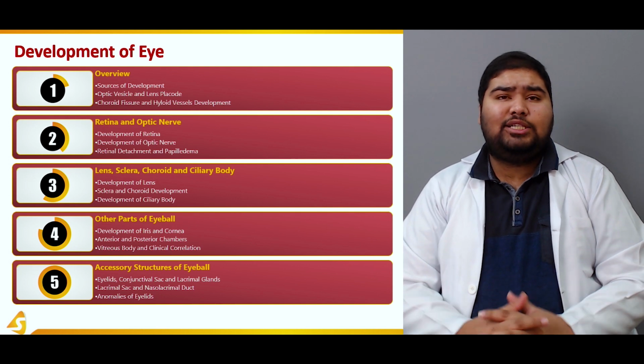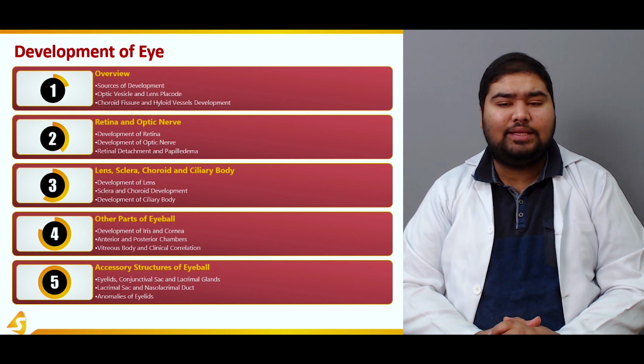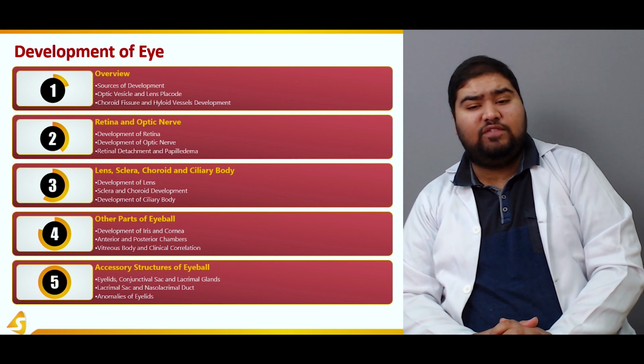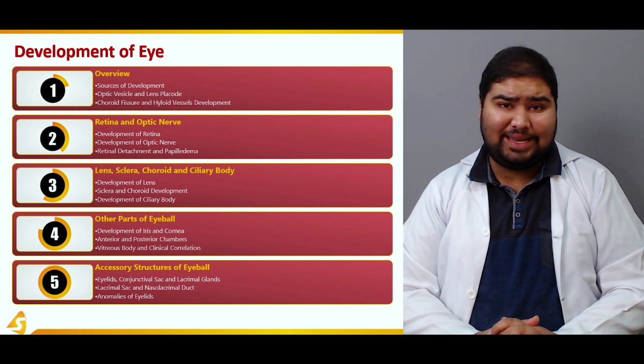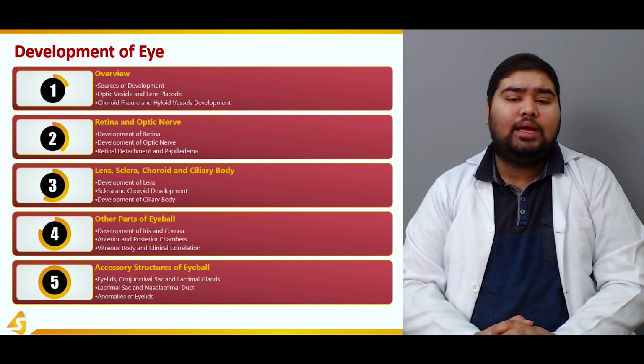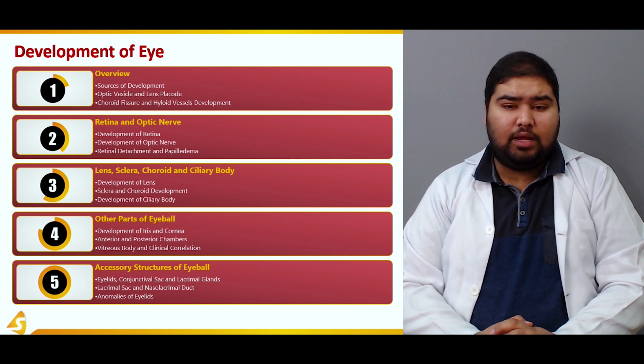Then in the third section we'll talk about the lens, the sclera, the choroid, and the ciliary body. So we'll see the development of the lens first, then we'll move on to the sclera and the choroid. We'll see how the sclera and the choroid actually develop, and finally we'll talk about the development of the ciliary body.